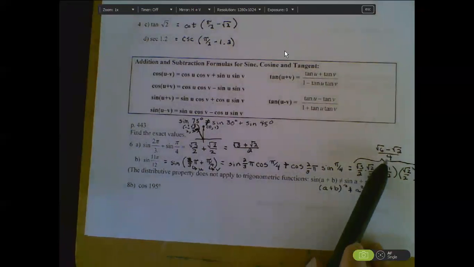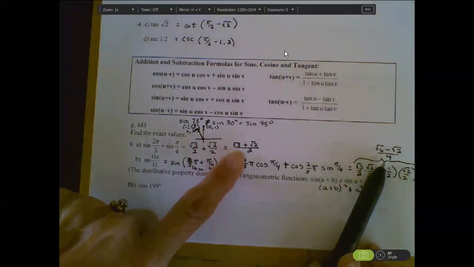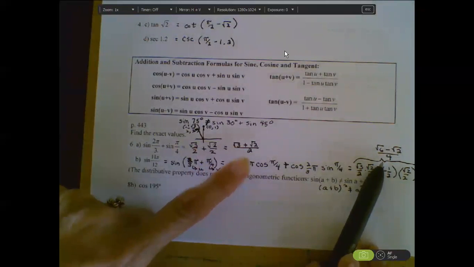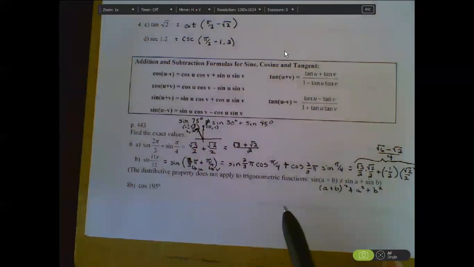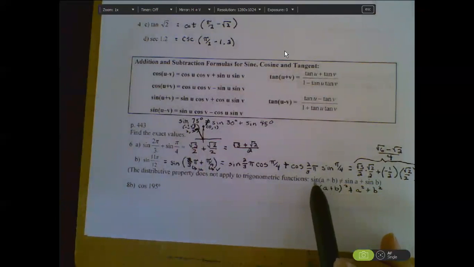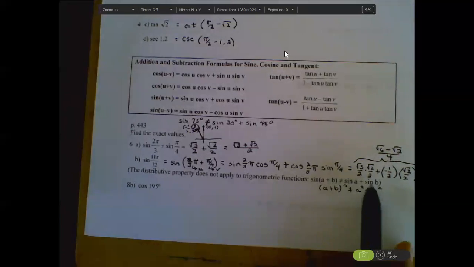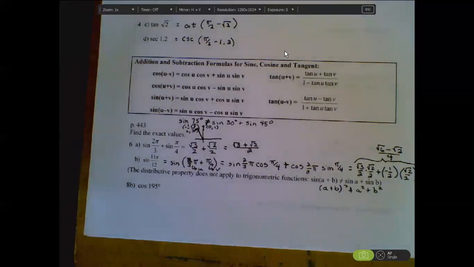And if we found a decimal approximation of this and a decimal approximation of that, they're not the same thing. And that proves that you can't just find a trigonometric function of a sum by adding the trigonometric function of the two parts.